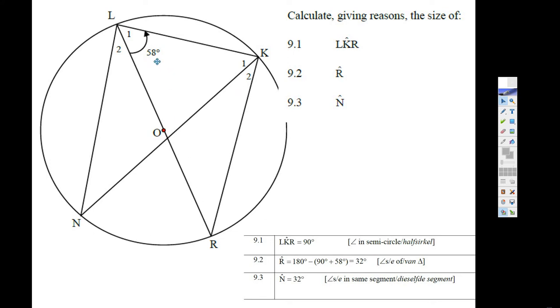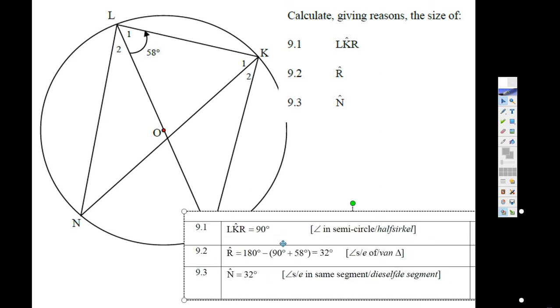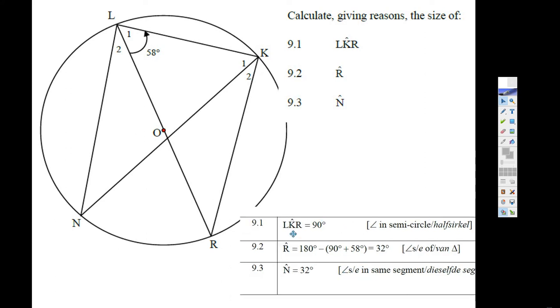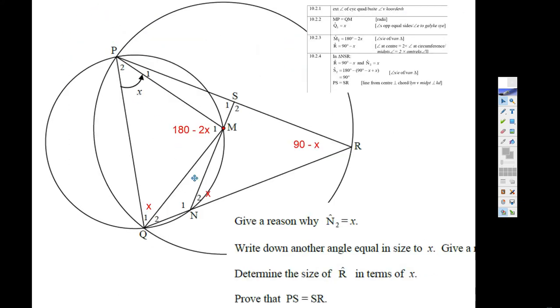Well, how big is R? Well, that's 58. That's 90. All you do is add 90 plus 58, go 180 minus, and you get R is 32 degrees. That's easy. Angles sum in a triangle. And the last part, you know that that's 32 degrees now. These two angles open up to the same segment. So N is 32 because of angles in the same segment. That was pretty straightforward. Nice, easy, 6 marks. Let's try the next question, a little bit harder.